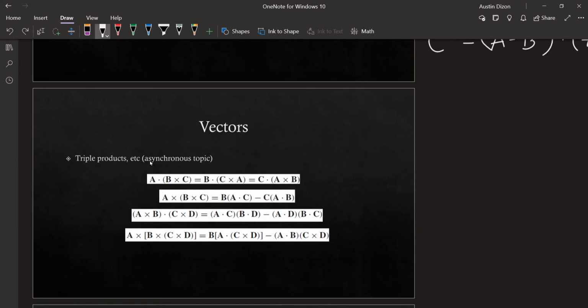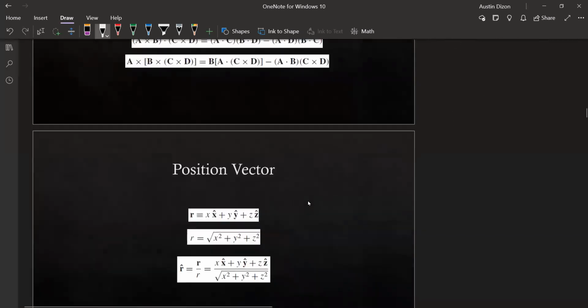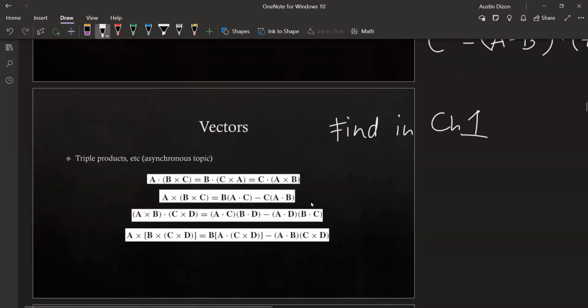So, asynchronous topic ito. Hanapin nyo sila sa libro nyo, in Chapter 1. Ang gusto ko lang mangyari sa asynchronous work nyo is makita nyo sila, kung paano sila nagiging ganyan. Since mahihilig naman kayo magbasa lahat, di ba? Tingnan nyo lang kung bakit. Okay.